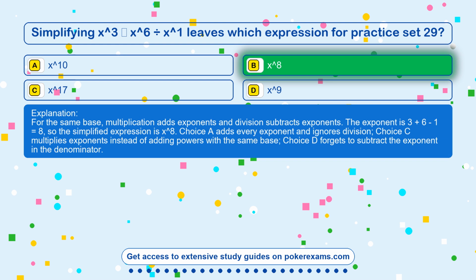For the same base, multiplication adds exponents and division subtracts exponents. The exponent is 3 plus 6 minus 1 equals 8, so the simplified expression is x^8. Choice A adds every exponent and ignores division. Choice C multiplies exponents instead of adding powers with the same base. Choice D forgets to subtract the exponent in the denominator.